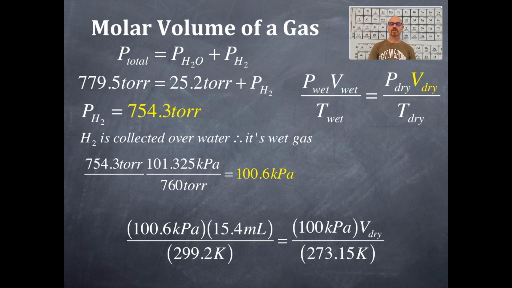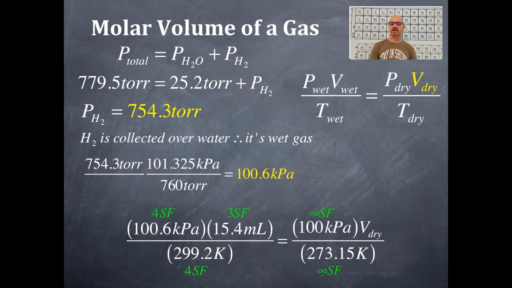So I got the 100.6 kilopascals. The 299.2 was the temperature at the time the experiment was taken, converted into Kelvin with 1 decimal place. I had 15.4 milliliters of hydrogen gas that was collected over water. So that's why that whole left-hand side of the equation is wet conditions. You see the right-hand side of the equation is 100 kilopascals, the 273.15 Kelvin, and then we're solving for the dry hydrogen gas volume.